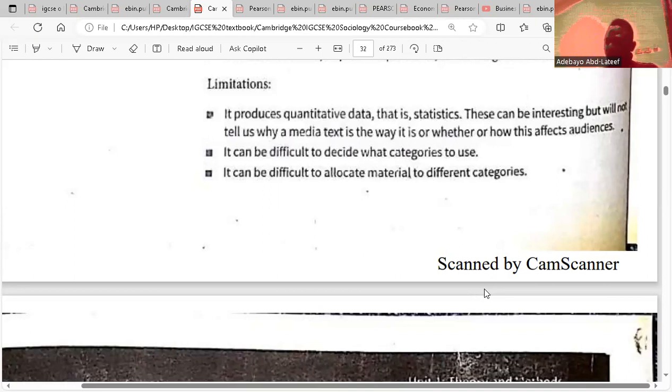Clear? Yeah. So it can be difficult to decide what categories to use, because they are talking about female education, but they might talk about female education in the secondary school, female education in the university. So it becomes difficult for you to categorize what they are talking about. So you're like, oh, today they talked about female education, but which category should we put all these things in? Where should we place them? It becomes difficult. The third point, it might be difficult to allocate the materials to different categories.